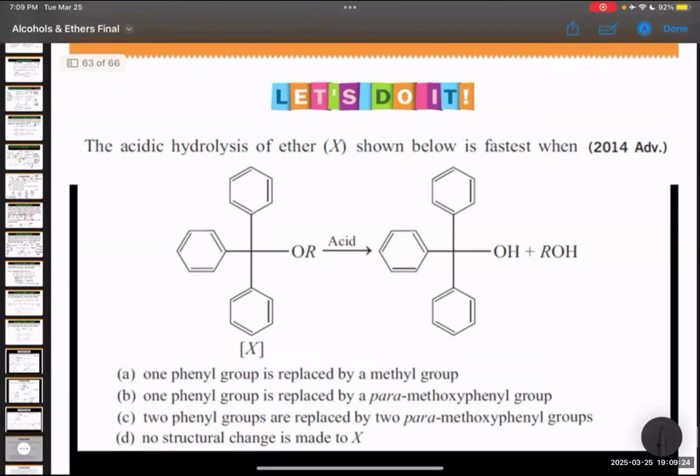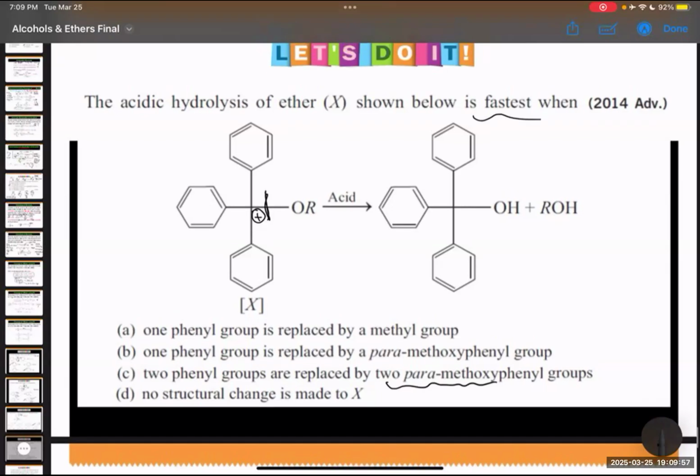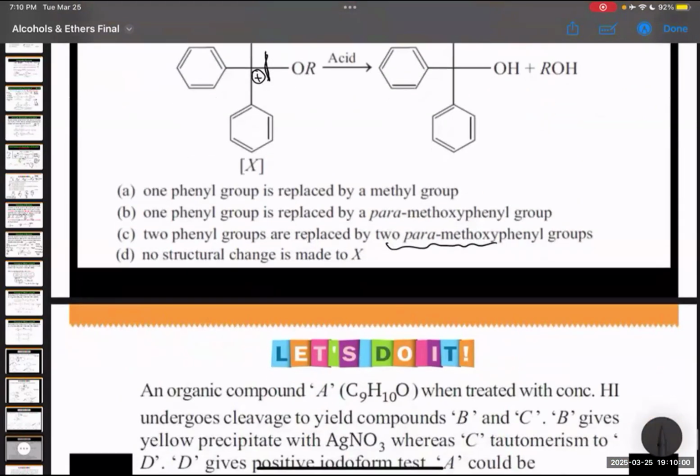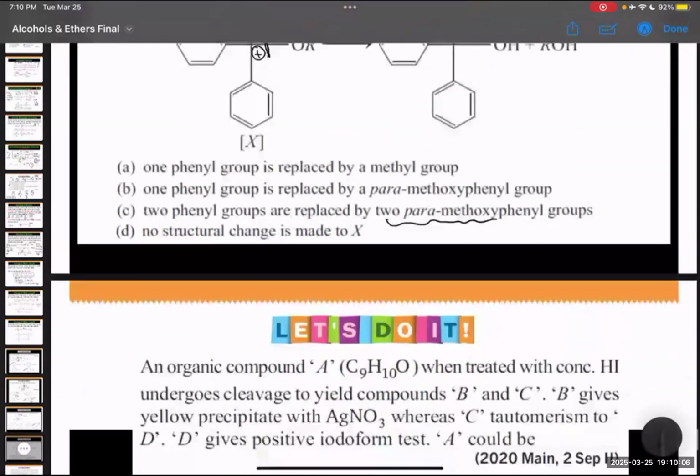Okay, next question. If you have this, this can come out very easily because this cation is going to be stabilized by resonance, and it is the fastest reaction. If the benzene is having an electron donating group at the para position, like an oxy group, it can form most easily. So benzene having an OCH3 group can facilitate the formation of cation.